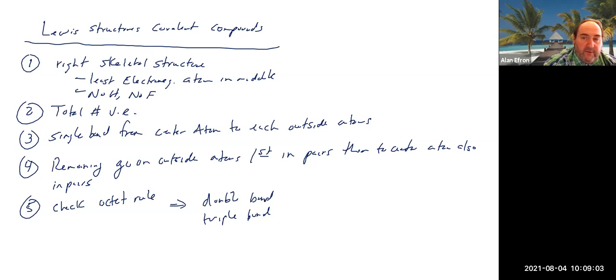If you follow those rules, you'll end up with a fairly good picture most of the time. So if we look at something like NF3, for example, nitrogen has 5 valence electrons because it's group 5. Fluorine has 7, and there are 3 of them. That gives us 26 valence electrons. Nitrogen is in the same row as fluorine, but it's least electronegative. Fluorine can't be in the middle either.